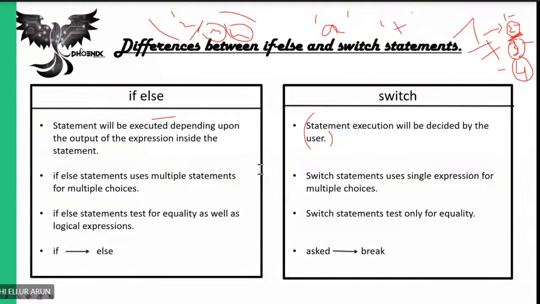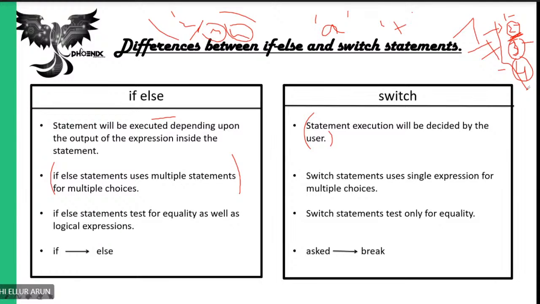So the second point explains that: an if else statement uses multiple statements for multiple choices. But what is it with the switch statement? I had asked you to remember a point, right? It uses a single expression for multiple choices. Switch, bracket, expression. After that, what did you have? Case, case, case, case, case. I'll tell you what cases are tomorrow. So it has multiple choices for a single expression, and that's not the thing with an if else statement.